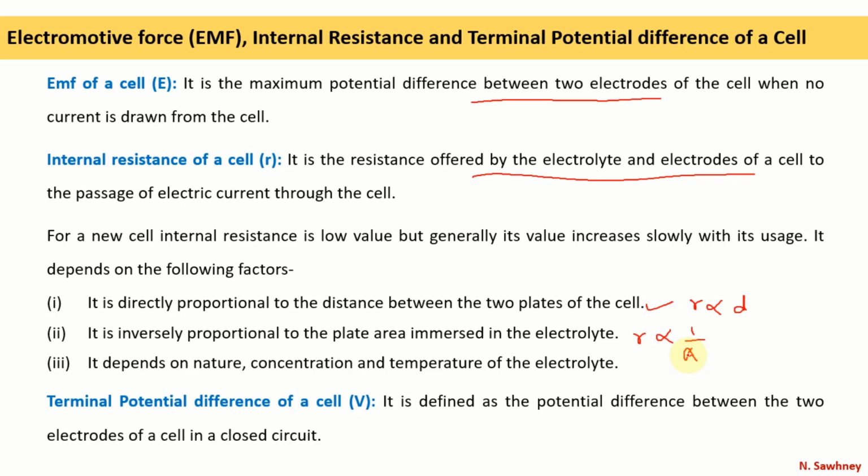Now there is one more term, that is terminal potential difference of the cell, that is V. It is defined as the potential difference between the two electrodes of a cell in a closed circuit. Now see the difference. This terminal potential difference is the potential difference when the circuit is closed, and EMF is the potential difference when the circuit is open. The terminal potential difference depends upon the resistance between the two terminals of the cell and the current flowing through the cell. So it depends upon two factors, the resistance and the current flowing through the cell.